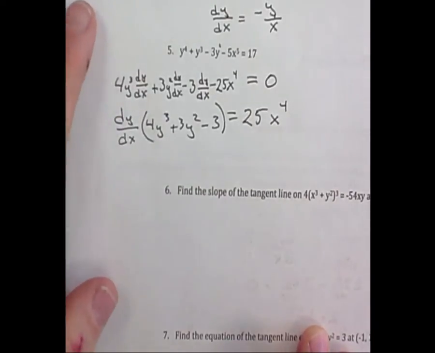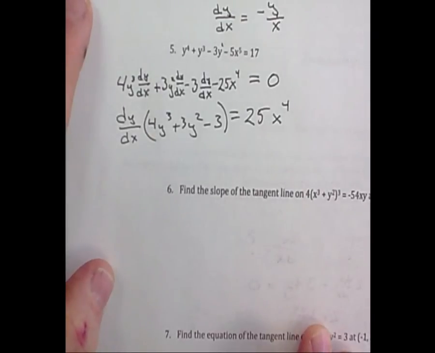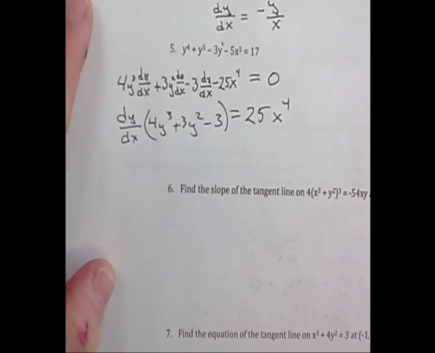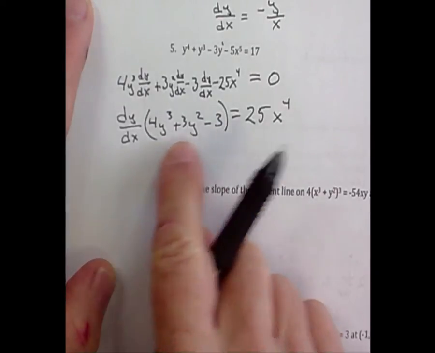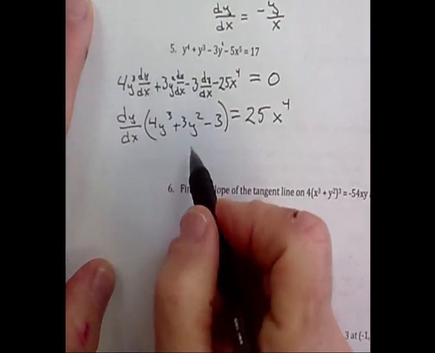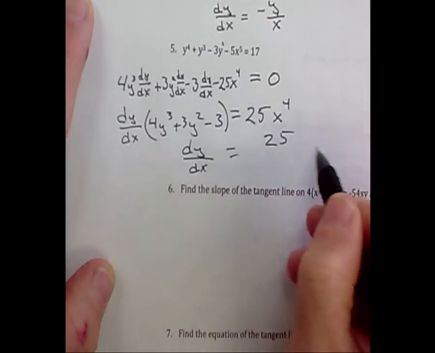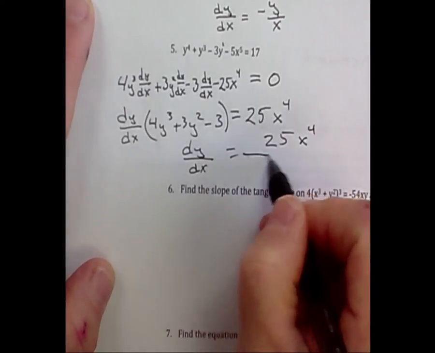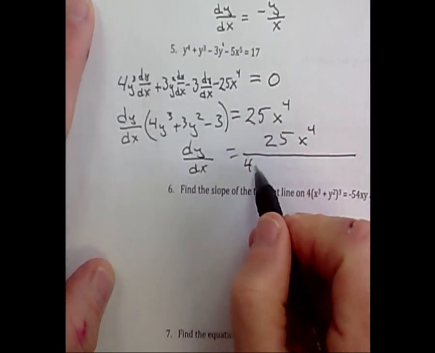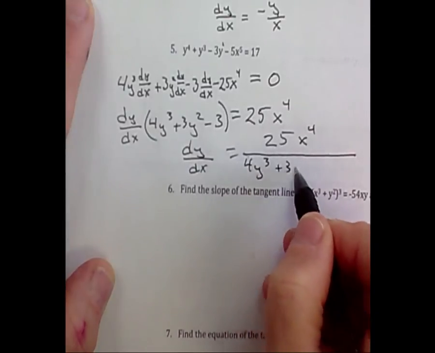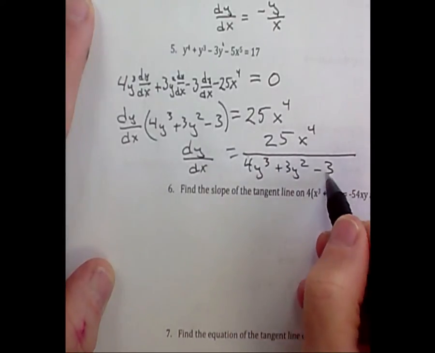Okay. And then what are you going to do? And remember, I want dy/dx by itself. Divide by 4y cubed plus 3y squared. Yeah, divide by that whole quantity, correct? So dy/dx is going to be 25x to the 4th over 4y cubed plus 3y squared minus 3.